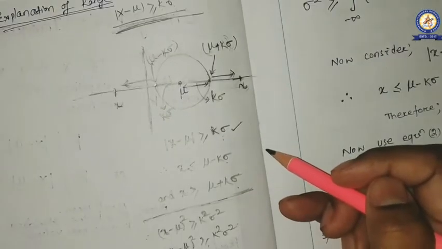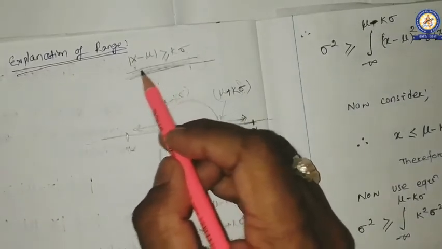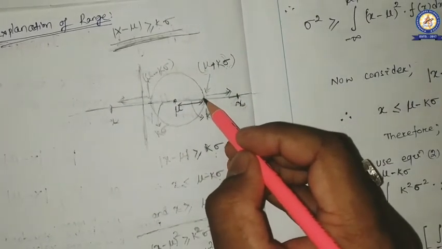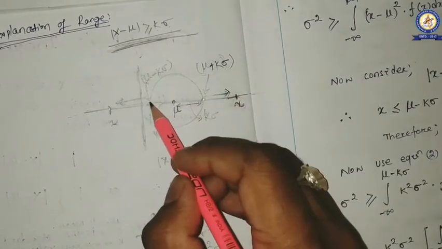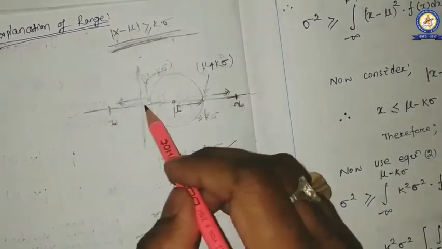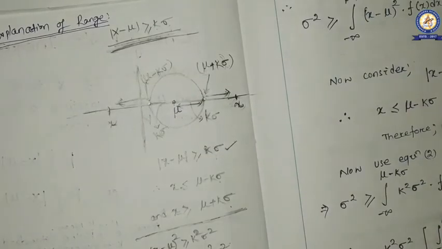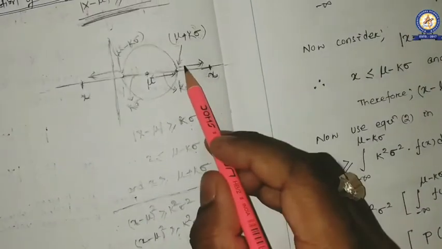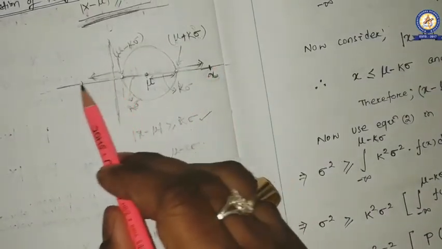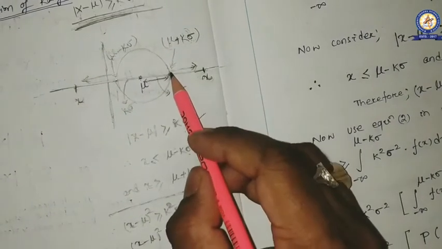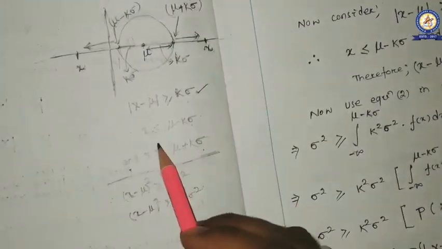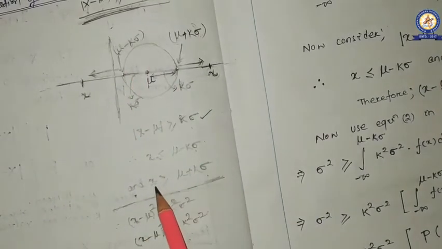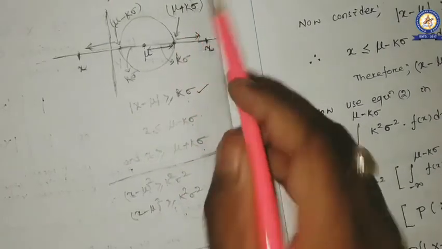So hence the range of this one, x minus mu greater than k sigma, is beyond this point, all the x values beyond this point towards the negative x-axis. So the range is this side and this side, from this point towards minus infinity, from this point towards plus infinity. That is x less than or equal to mu minus k sigma and x greater than or equal to mu plus k sigma. Okay.